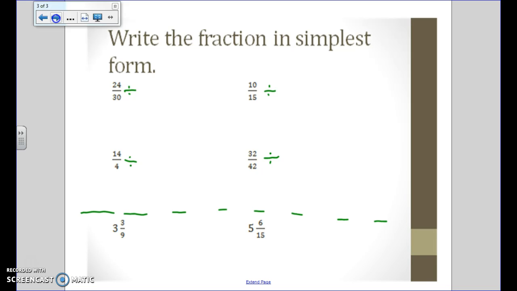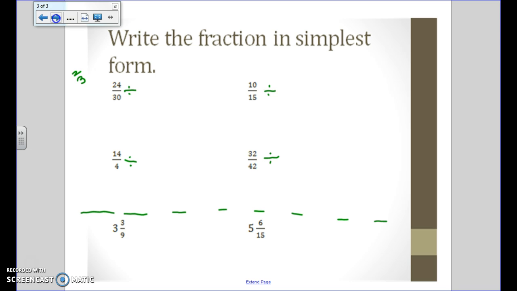I have some options here for 24/30. First of all, I notice that they're both even numbers. So I know that I could divide both the top and bottom by 2, and 2 would go evenly into 24 and into 30 because they are both even. The next thing I see is that I could divide them both by 3. 2 plus 4 is 6, 3 plus 0 is 3, 6 is divisible by 3, and 3 is divisible by 3. So I could divide the top and bottom by 3, and that would go in evenly to both 24 and 30.